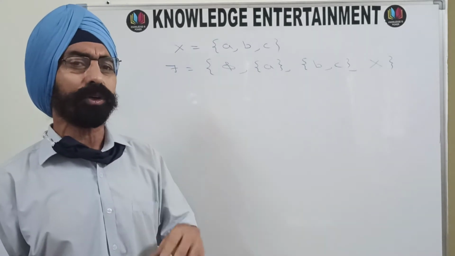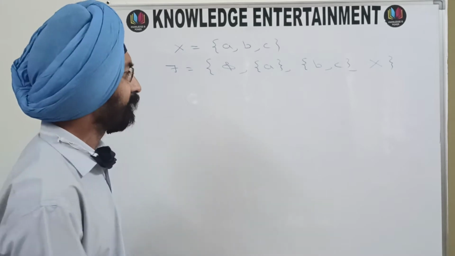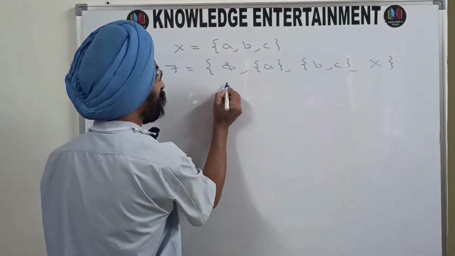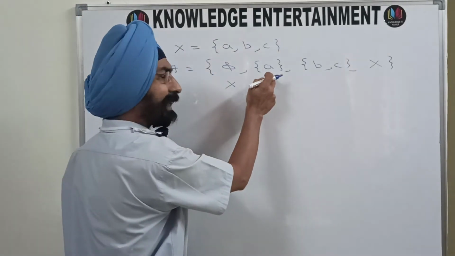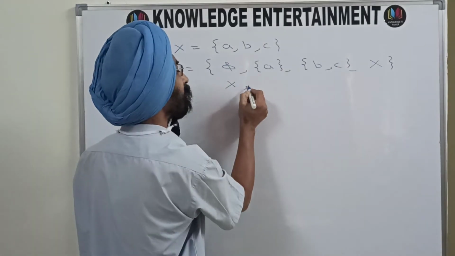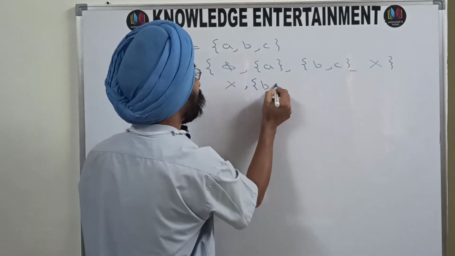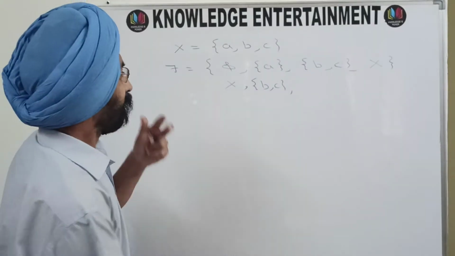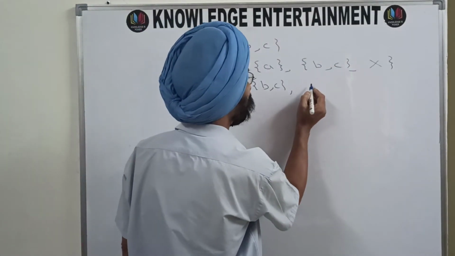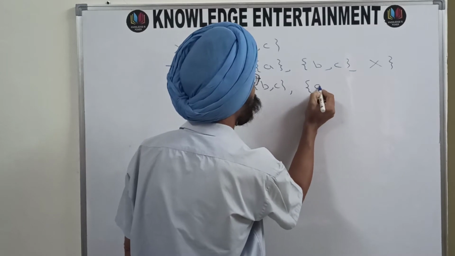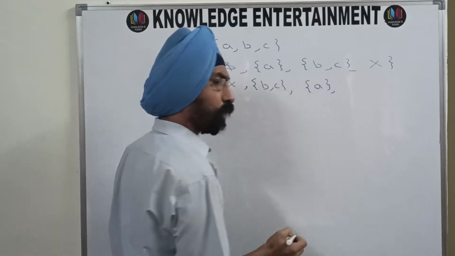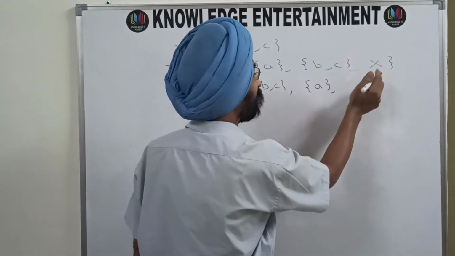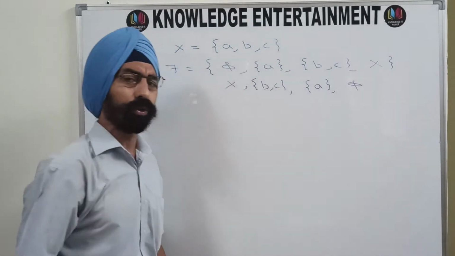So what are the closed sets here? Phi is open, that means X is closed. The singleton set A is open, so the set containing the points B and C is closed. Now the set containing B and C is open, so its complement, the singleton set A, is closed. X is open, so its complement phi is closed.